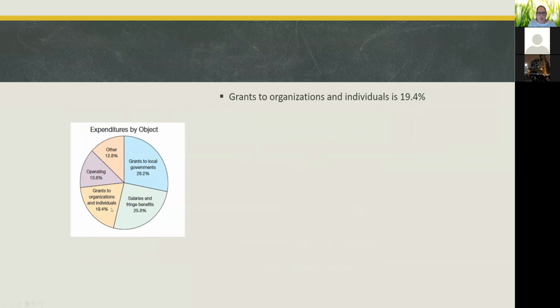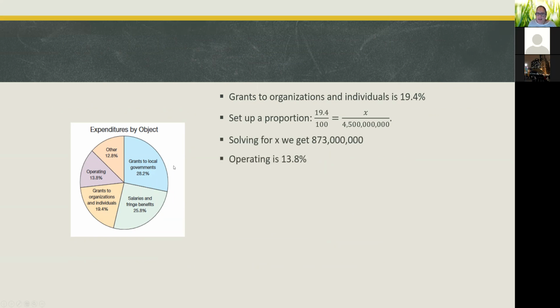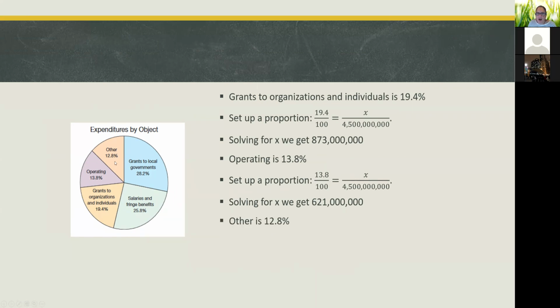Next, I went to the grants to individuals and organizations. I set up my proportion with 19.4 over 100. And this time I get 873 million. And then next I did the operating, and that was 13.8%. So I did 13.8 over 100, and I came up with 621 million. And then other was 12.8%. I set up my proportion, and I should get a number that's a little bit smaller than 621 million. And I got 576 million.